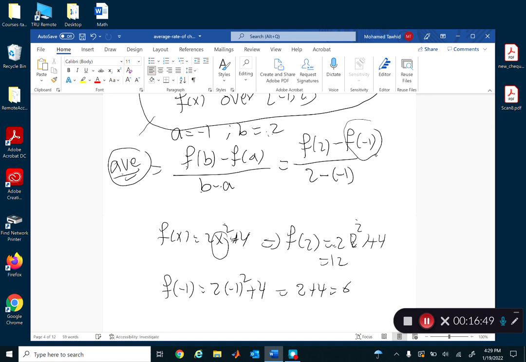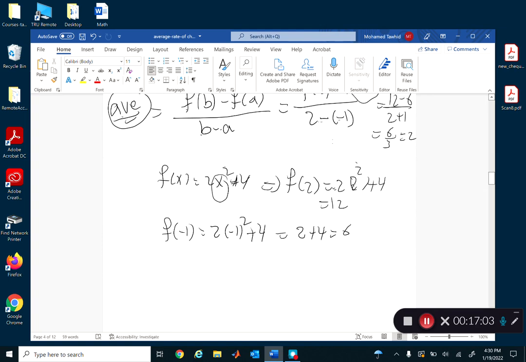So what is your average rate of change? Your f of 2 is 12 minus 6, and in the denominator, negative times negative. What is negative times negative? You get positive, so you get 6 over 3. What did you get? You get 2. That is our average rate of change.